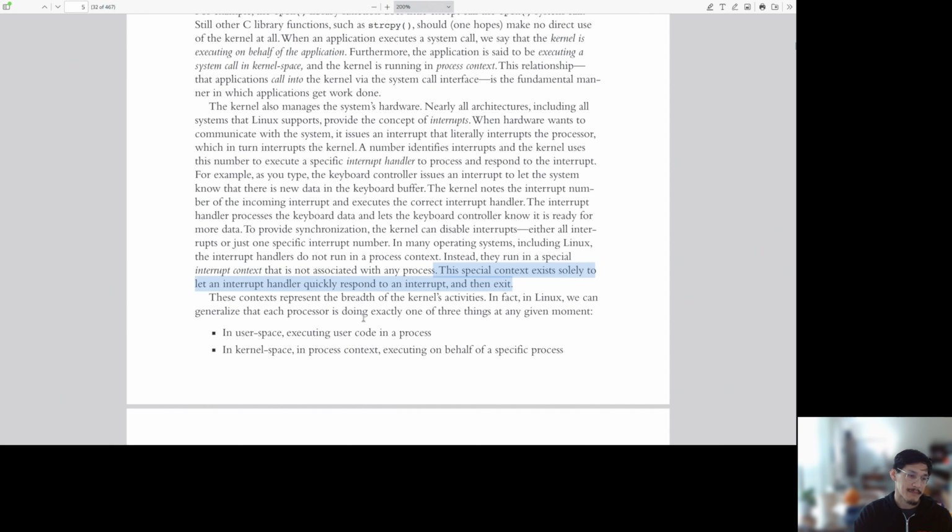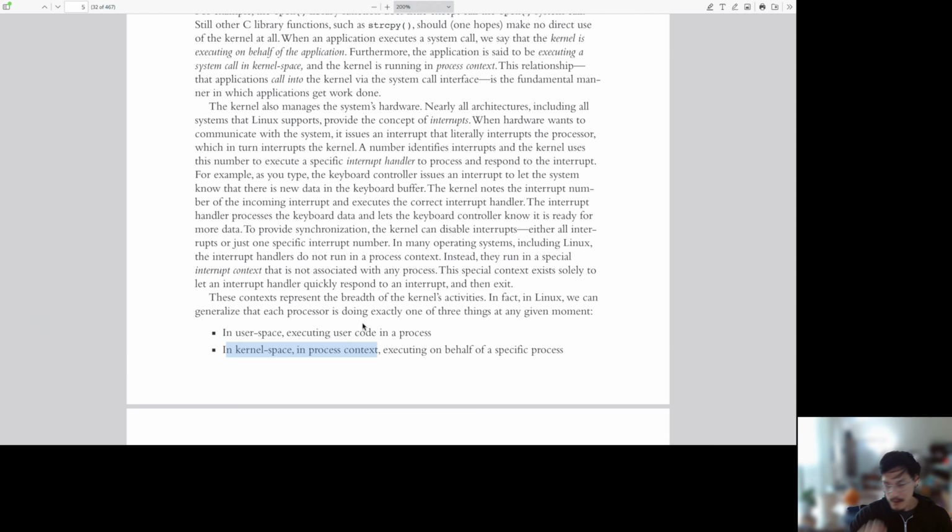These contexts represent the breadth of the kernel's activities. In fact, in Linux, we can generalize that each processor is doing exactly one of three things at any given moment. First, in user space, executing user code in a process, or in kernel space, in the process context. So basically, you're in kernel space because a process requests to be in kernel space through some system call, executing on behalf of a specific process.